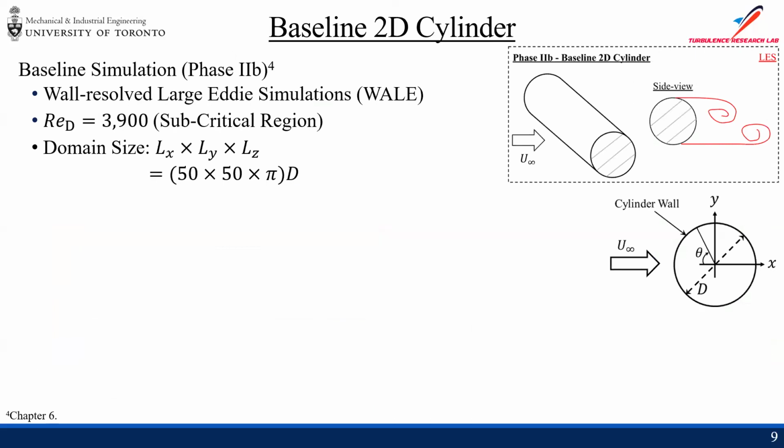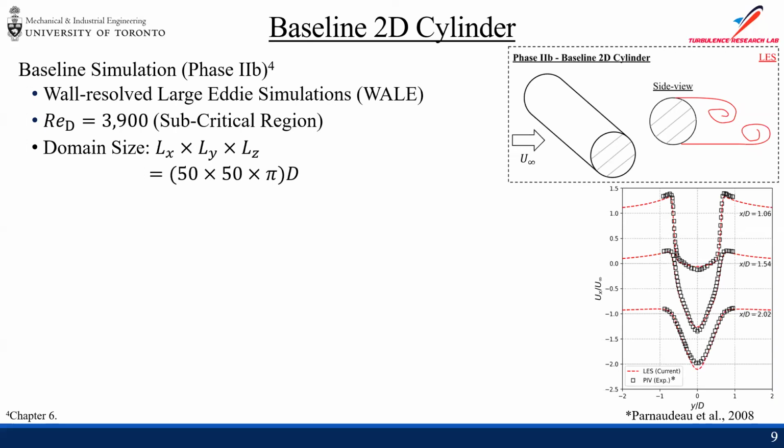Now, moving on to the LES results. All the LES results I perform are well-resolved LES with the wall model. The baseline Reynolds number based on the diameter of the cylinder is 3900. It's in something called the subcritical region, where the flow separates as laminar and transitions to turbulent.